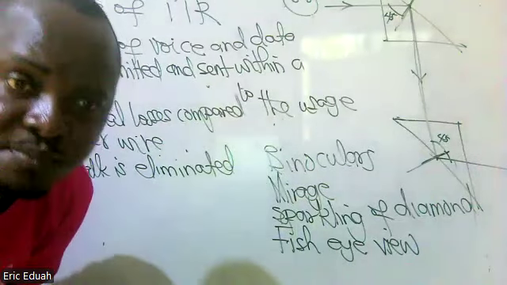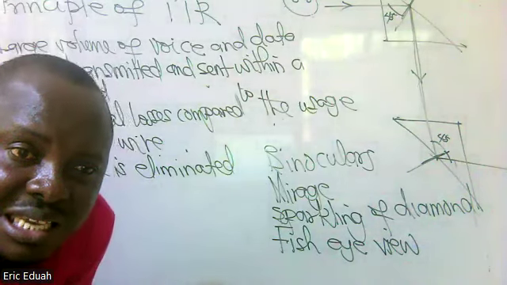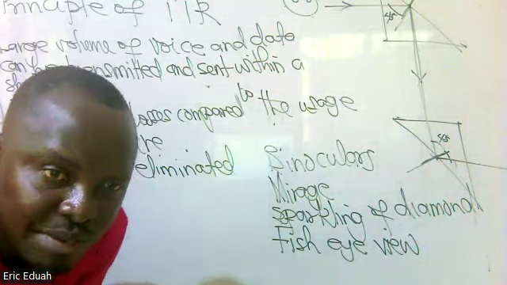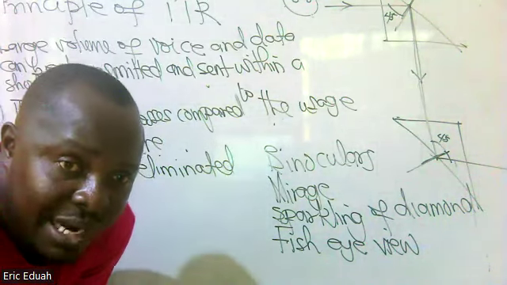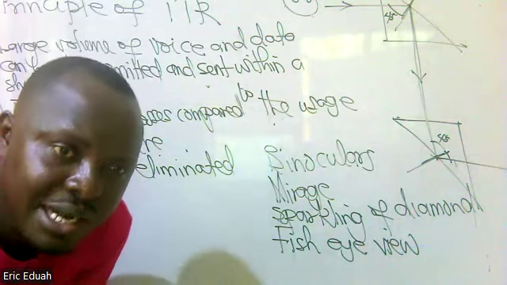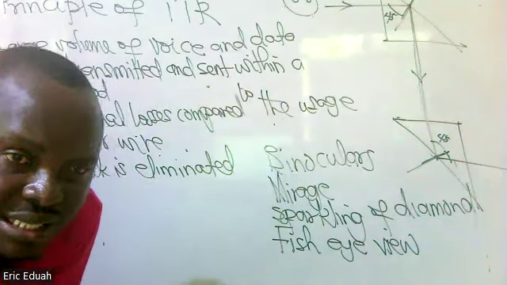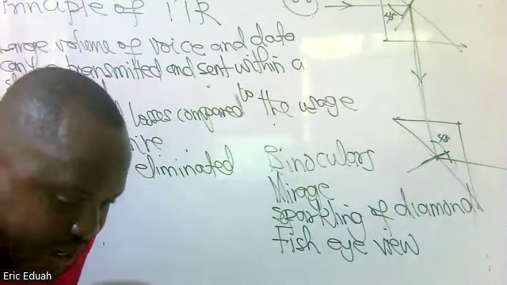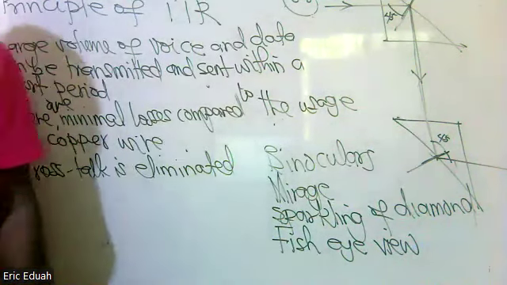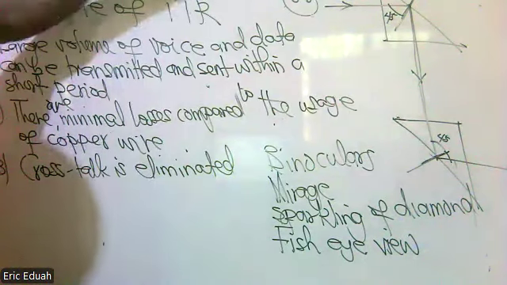Fishes can see 360 degrees around themselves, but 180 above and then 180 below. The 180 below is as a result of total internal reflection, which I'll explain to you. So these are some of the applications of total internal reflection.